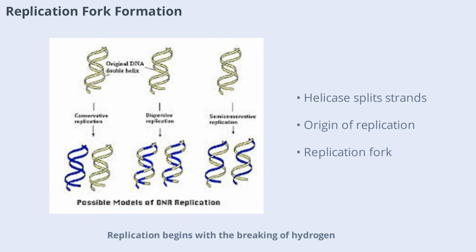Replication begins with the breaking of hydrogen bonds between bases of the 2 antiparallel strands. Helicase splits the strands at the origin of replication, creating a structure called the replication fork. This fork is the site where new DNA strands are synthesized, ensuring accurate duplication of genetic material.